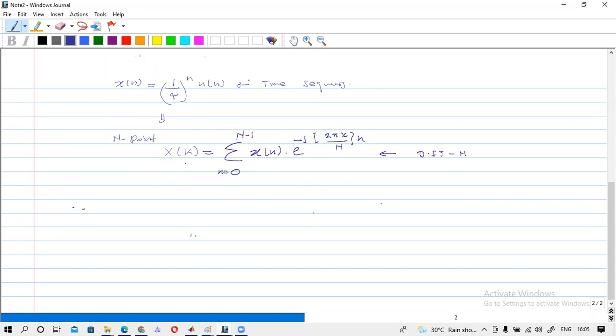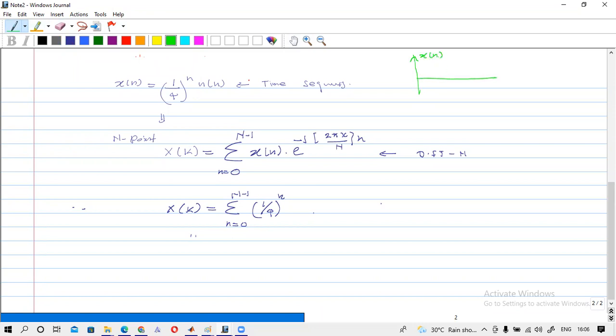So in my case, I can write X[k] equals, and here also I'm going to find the N-point DFT. So I have n from 0 to N minus 1. So x[n] will be (1/2)^n. I don't need to use u[n] because I start from 0, so u[n] will cancel. So my x[n] will look like this.